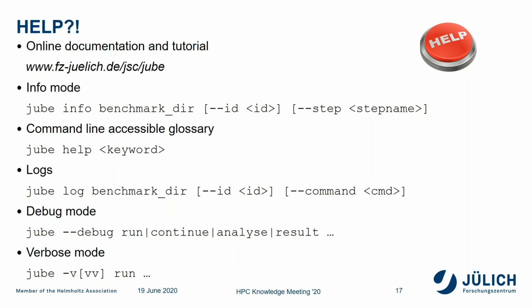There is an info mode where you can ask JUBE to give an overview about your benchmark runs. There is a command line accessible glossary, so you can check for certain keywords directly on the command line. You do not have to open the PDF all the time. You can check within the logs. There is a debug run mode, which is very helpful. It will just run the JUBE structure, but will not execute any command. So this is very helpful to check if your JUBE setup is correct. And finally, there is also a verbose mode, which gives you the output on the fly, so you can see what's happening within your benchmark.